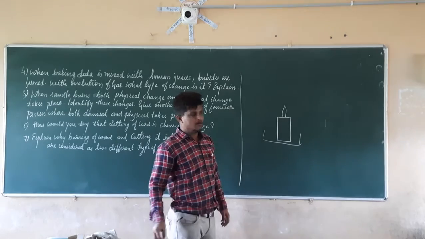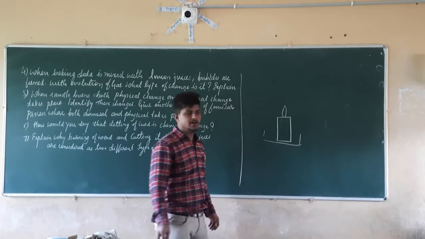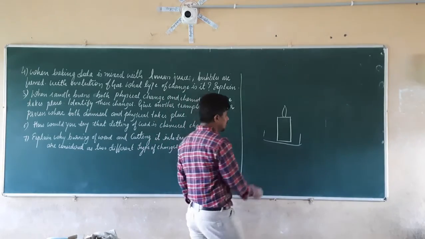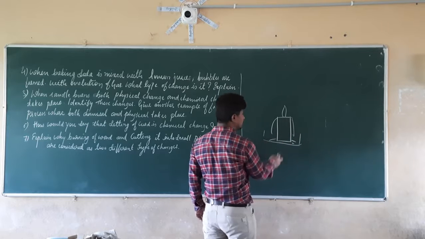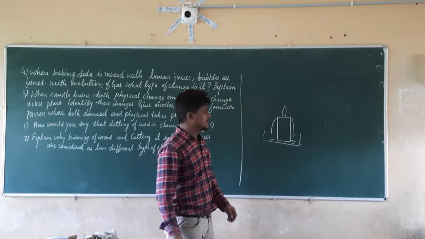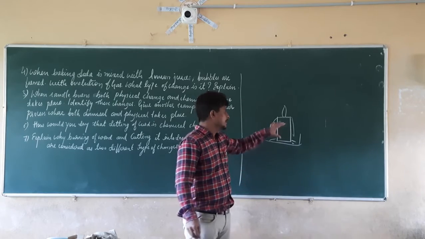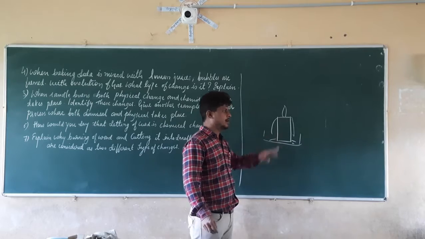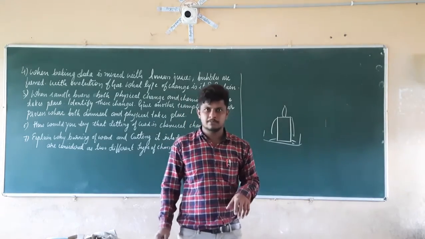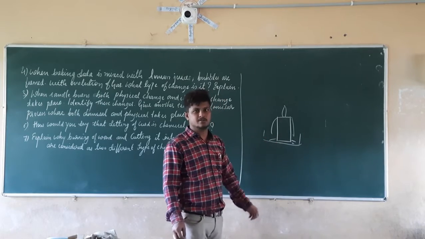See here, while the candle burns, the wax which is present here is going to get converted into melted form, and it is going to be stored in this container. It is a wax here and it is also a wax there. Therefore, no new product is formed while the candle melts. So it is a physical change which occurs.